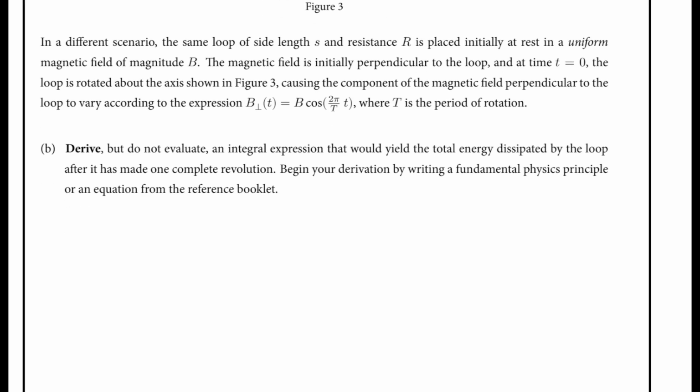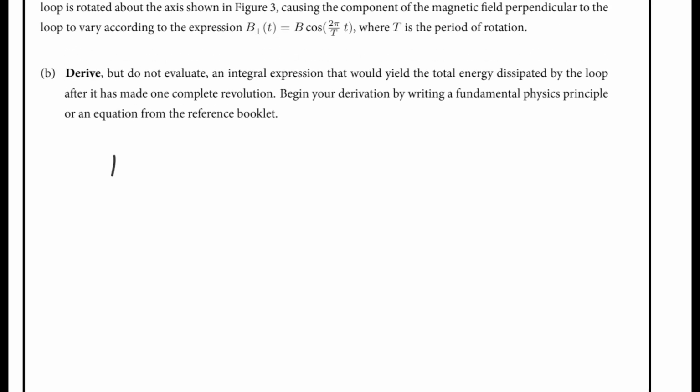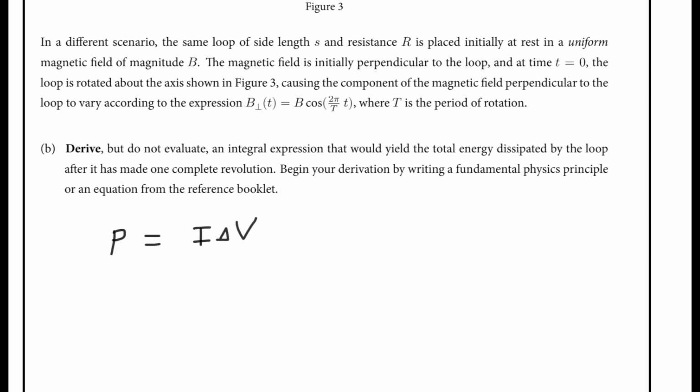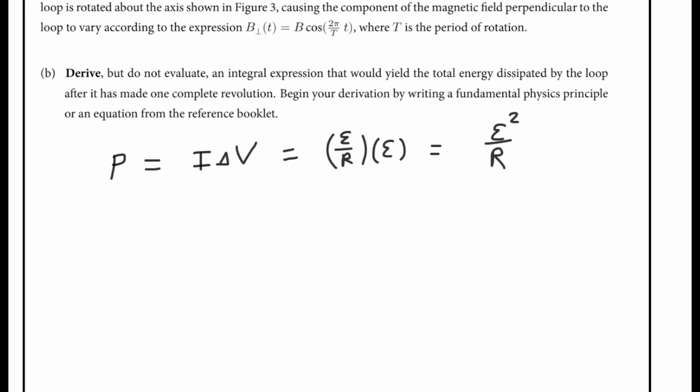So we want total energy. So I know that power is the rate of change of energy. And in the formula sheet, we see I delta V is our expression for power. But when dealing with EMF and induced currents, typically we don't want to do that extra step of finding current. So if I use the fact that delta V is IR, or current is EMF divided by resistance, I could get EMF over resistance times EMF, which gives me this alternate power expression of EMF squared divided by R. So I'm going to first just find the power outputted during this process, because that at least gets me the rate that energy is being dissipated.